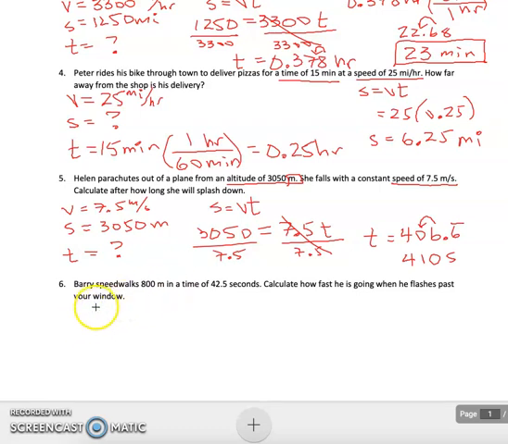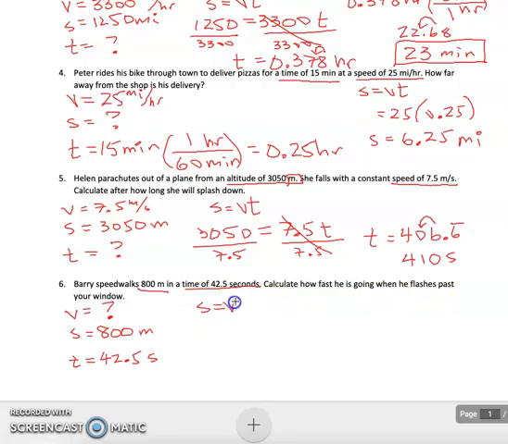All right, Barry is going to speed walk 800 meters in 42.5 seconds. I don't know why he doesn't just run. In fact, that actually is running. 800 meters is about half a mile. Normal people don't do that in too much less than 2 minutes. So 800 meters, that's a distance. 800 meters in a time of 42.5 seconds. And somehow he's going past your window, and that's definitely going to be flashing past your window there.